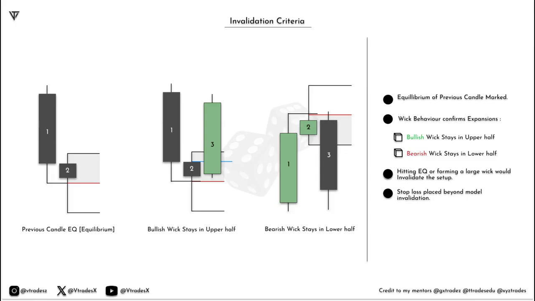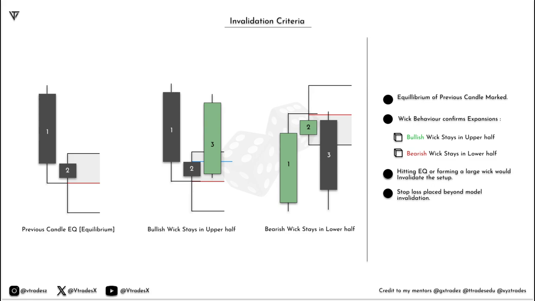Equilibrium is just the 50% of the previous candle. In a bullish setup, I want wicks staying in the upper half. In a bearish setup, I want wicks staying in the lower half. Once price starts aggressively tapping equilibrium, the setup is done.